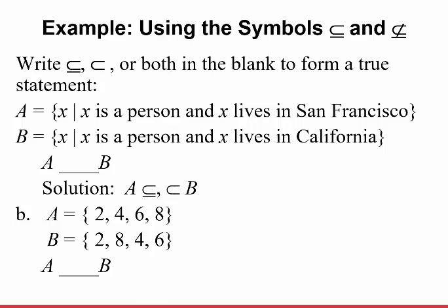Now let's look here. Set A is equal to {2, 4, 6, 8}. Set B is equal to {2, 8, 4, 6}. Now these sets are actually the same thing. They're equal sets, right? They have the same elements. So in this case, we would just say it's a subset, right? So set A is a subset of set B. It's not a proper subset because these two sets are actually equal. So, a subtle difference there.